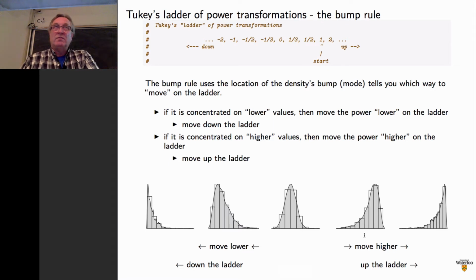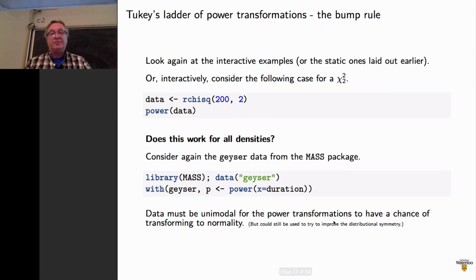And I say, which of the following transformations might make that look more symmetric? You know that you need to move up on the ladder here, you need to make this go up. Okay? So if it's concentrated on higher values, you need to move the power up. If it's concentrated on lower values, you need to move the power down. So it's a very simple mnemonic, called the bump rule.